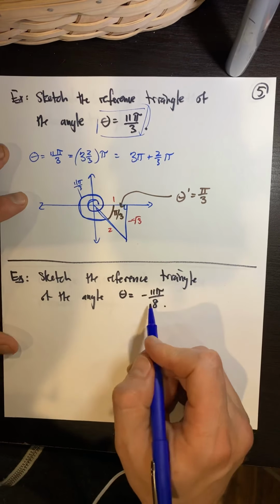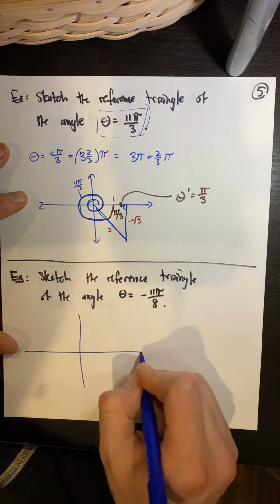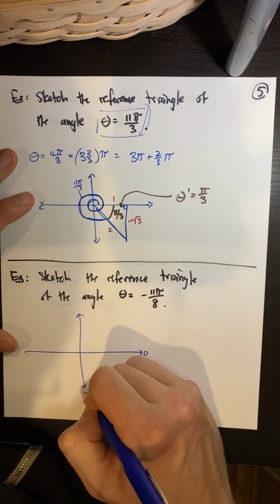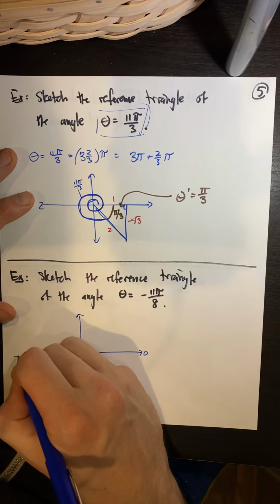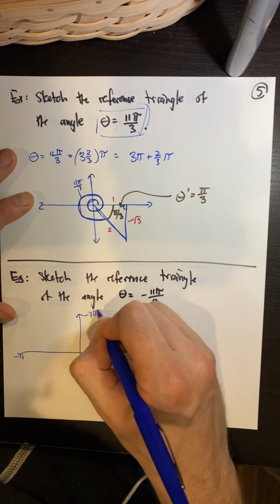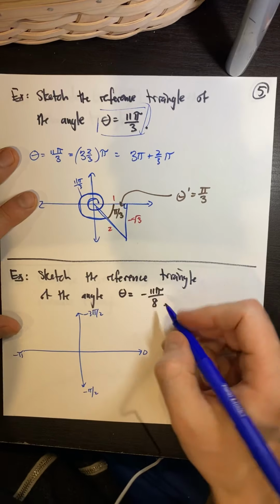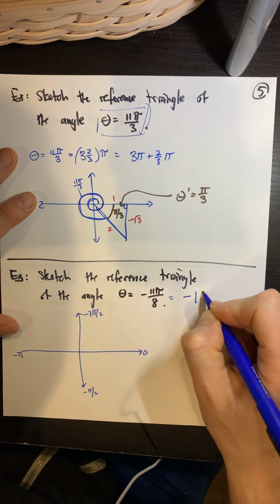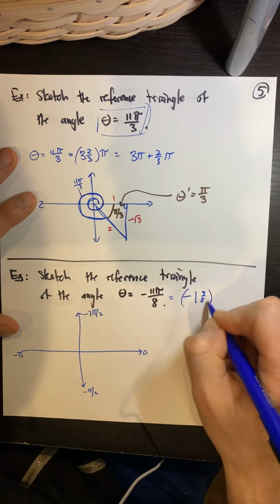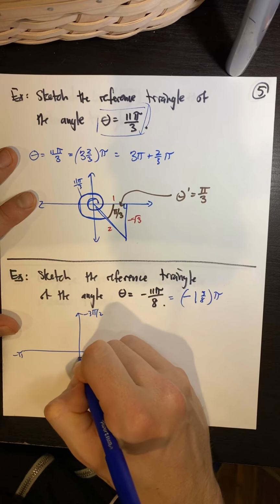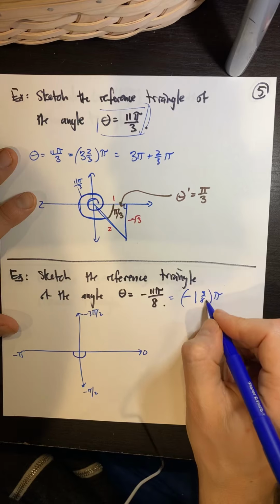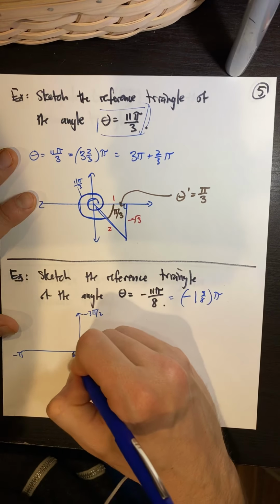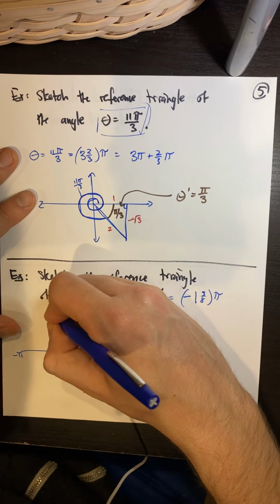Let's do it for a negative angle. So I have the angle negative 11 pi over 8. If I go clockwise, right, this would be negative pi over 2. This is negative pi, this is negative 3 pi over 2. So let's think about negative 11 pi over 8. That's the same as negative 1 3/8 pi. So this is negative 1 pi. So I have to go another 3/8 pi, right? 3/8 is just under a half. So this thing must be in the 2nd quadrant.